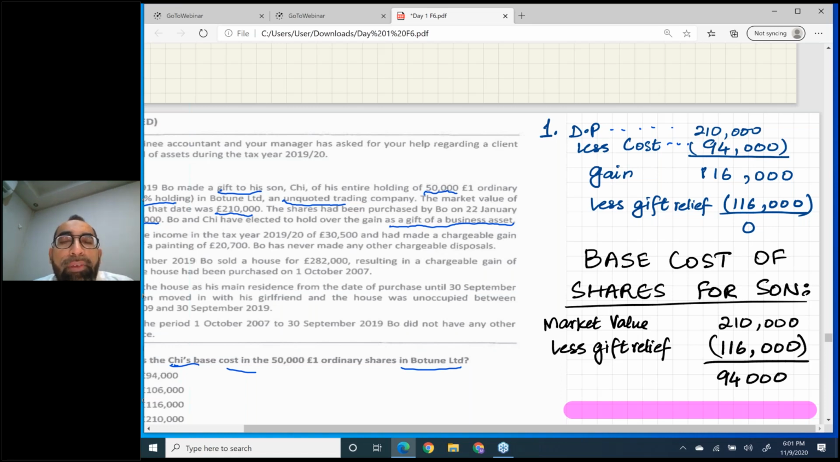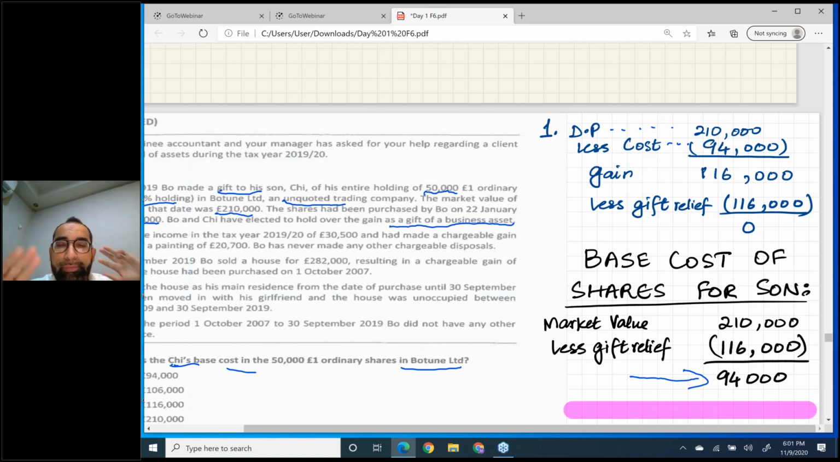And what is the gift relief? 116,000, which we have just deducted. So the base cost of shares for the son is 94,000. Your examiner has asked you the base cost and the answer is 94,000.